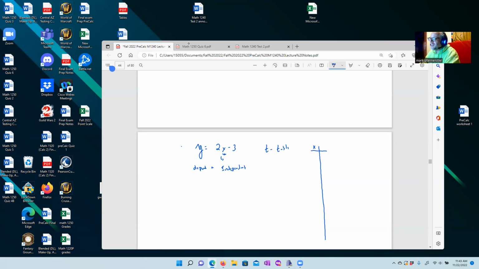So yes, we choose our X's independent. Y depends on what our choice was for our X value. So Y is dependent on what our choices were.